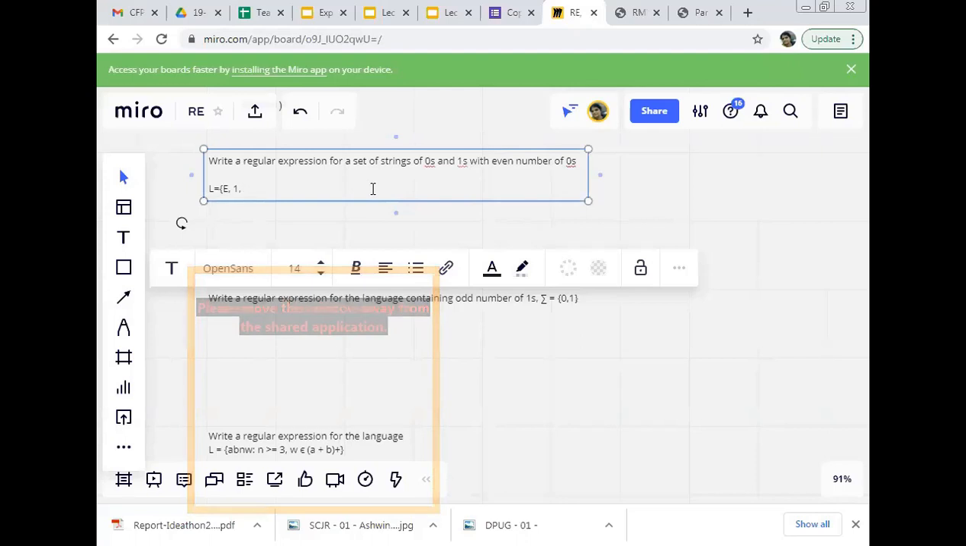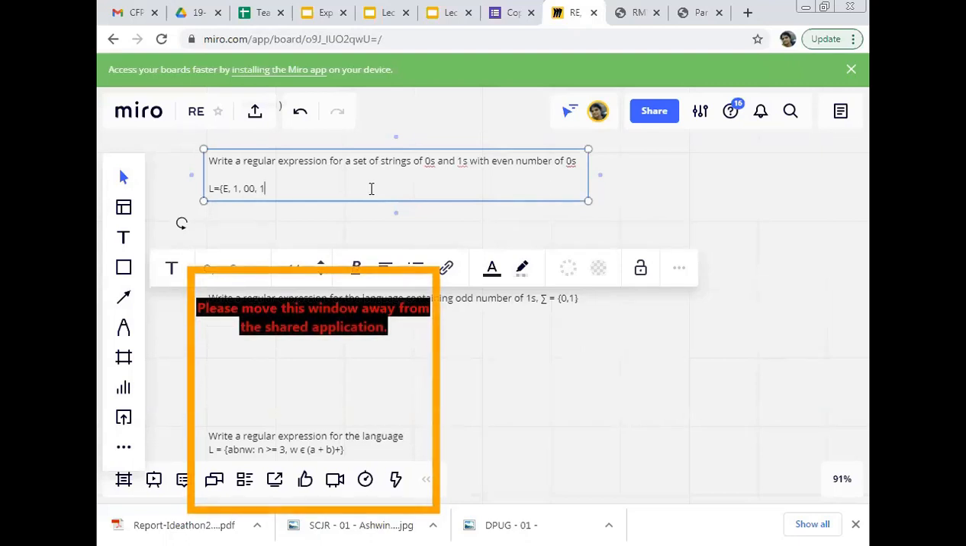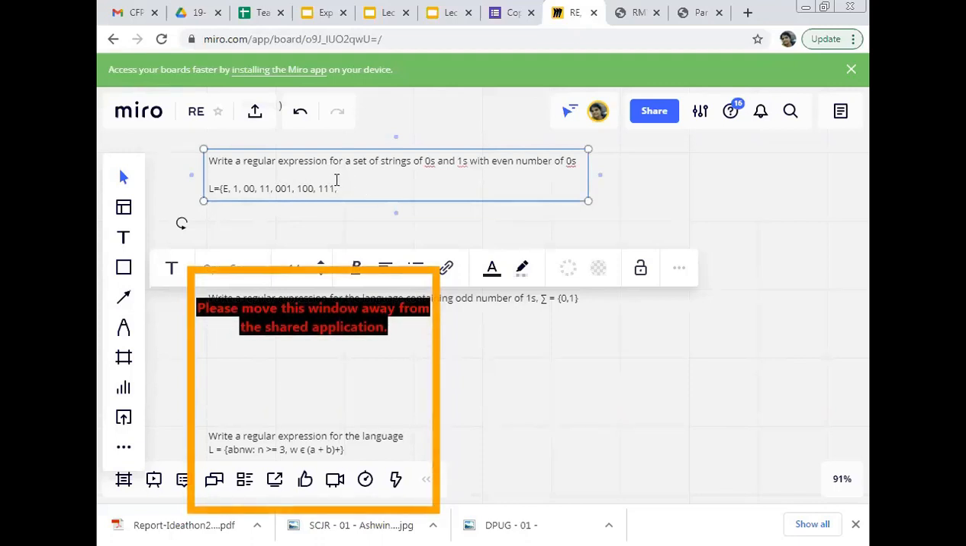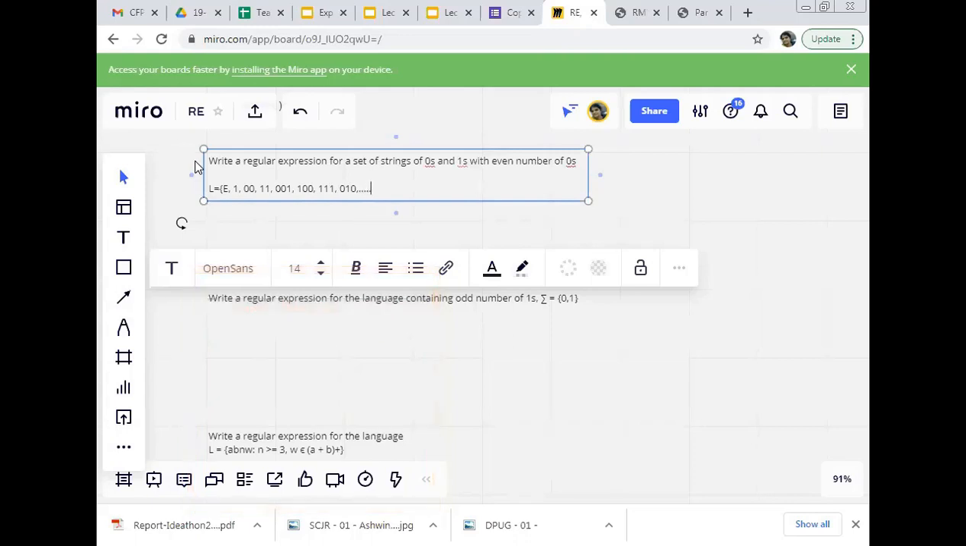Double length string, quickly. I can have zero, zero, right? Then what else? Yes, Saket, right. I can have one, one. Yes, we can have double one. Okay, three length, 001. Yes, Ayan, right? Yes, 100, right? Any other, 111? Yes. Can we have 010? Yes or no? 010. Yes, we can have, right? Okay. Fine. I hope you understood.